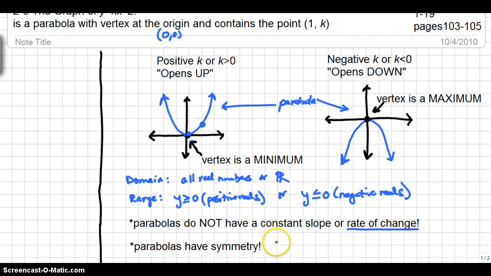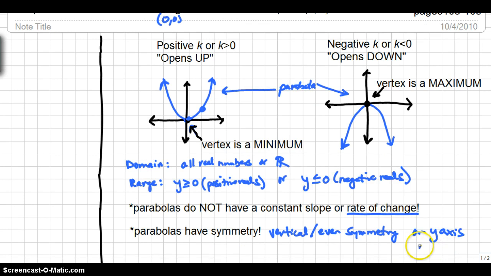Parabolas do have symmetry. They have what we call vertical symmetry, or sometimes called even symmetry. And all that means is if you fold it vertically, both of the branches of the parabola will line up with itself. And so we say that the symmetry line is the y-axis. The equation for the y-axis is x equals 0. So you could say that the symmetry line is on the y-axis or on x equals 0.